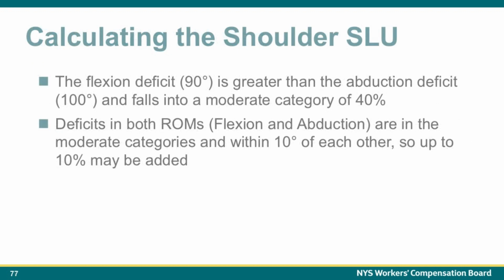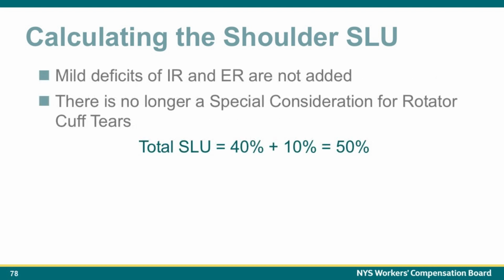To sum up this case, the flexion deficit is the greater deficit. It falls into the moderate category and gives us a 40% SLU. The flexion and abduction deficits are in the moderate category and within 10 degrees of each other, so an additional 10% may be added. The internal and external rotation deficits are mild, so they are not added.